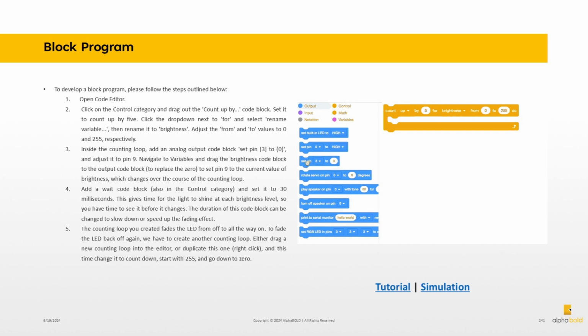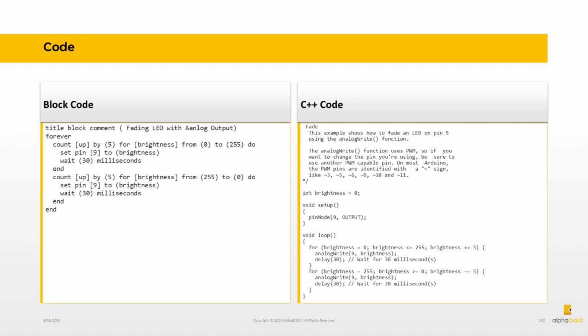Either drag a new counting loop into the editor or duplicate this one. Right-click, and this time change it to countdown. Start with 255 and go down to 0. You can view the block code and equivalent C++ code here.